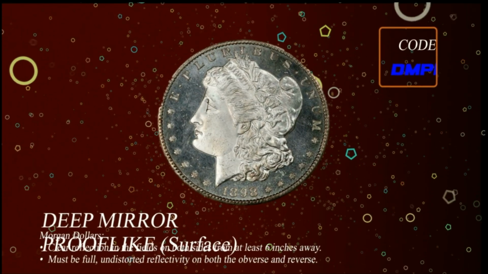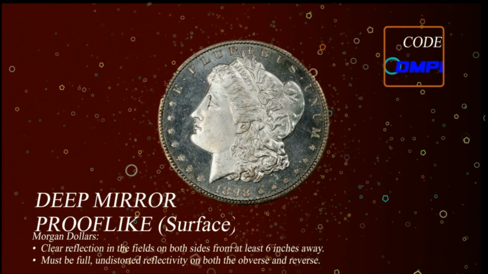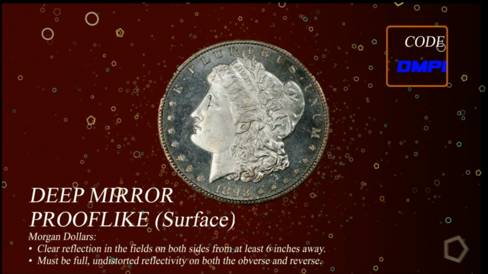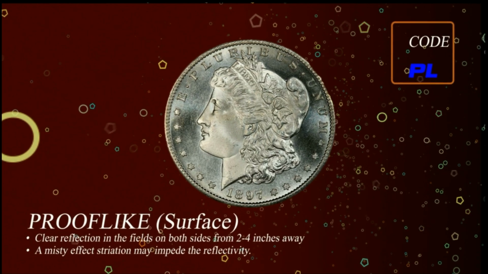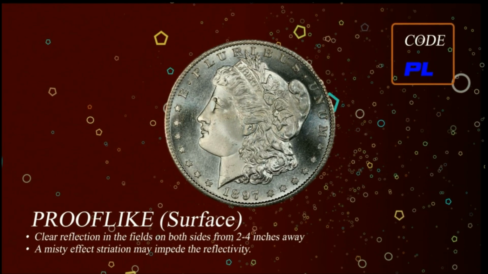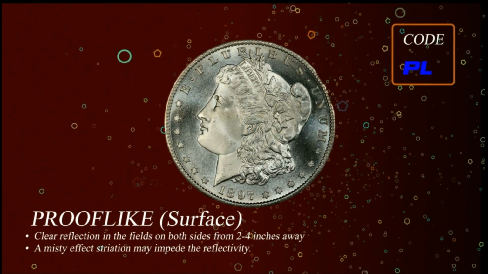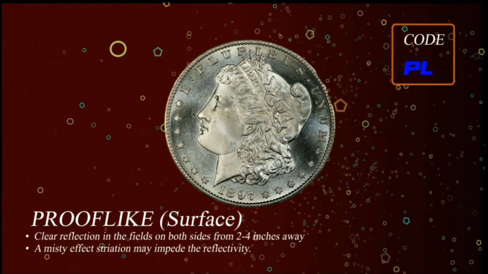Code DMPL. Deep mirror proof-like surface. Morgan dollars. Clear reflection in the fields on both sides from at least 6 inches away. Must be full, undistorted reflectivity on both the obverse and reverse. Code PL. Proof-like surface. Clear reflection in the fields on both sides from 2 to 4 inches away. A misty effect or striation may impede the reflectivity.